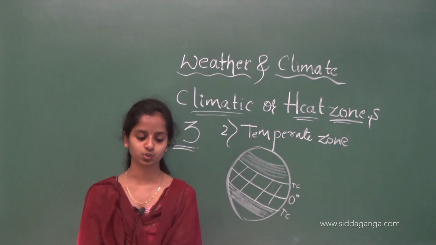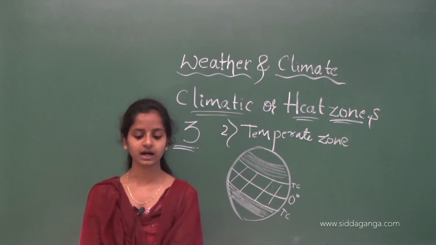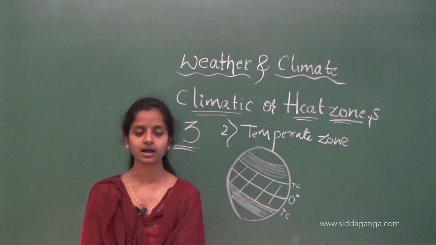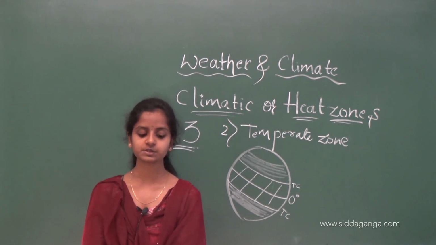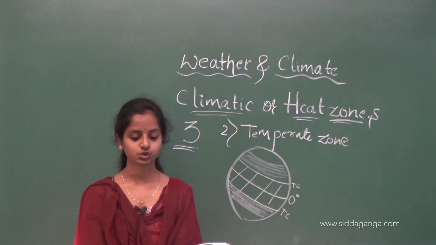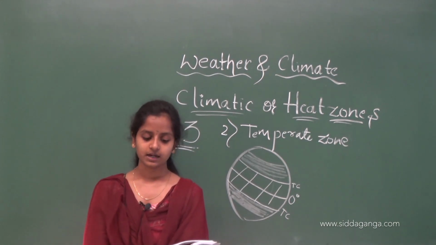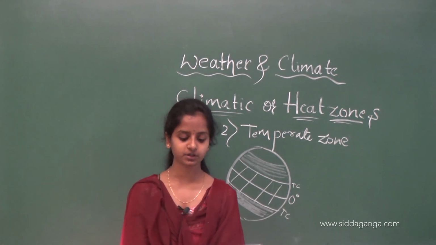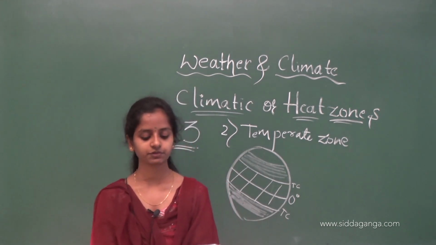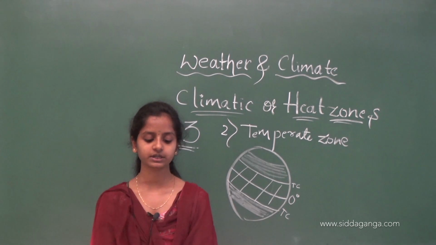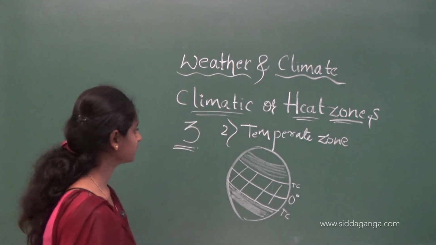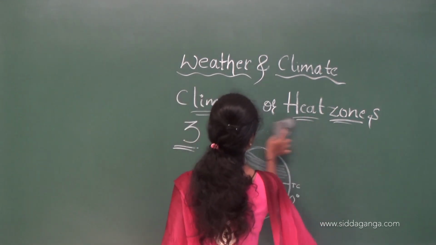Then the frigid zone. The area lying between the Arctic Circle and the North Pole in the northern hemisphere, and between the Antarctic Circle and the South Pole in the southern hemisphere, is called the frigid zone. This area remains very cold throughout the year. In the northern hemisphere it is called the north frigid zone. In the southern hemisphere it is called the south frigid zone. So, next the third one is the frigid zone.